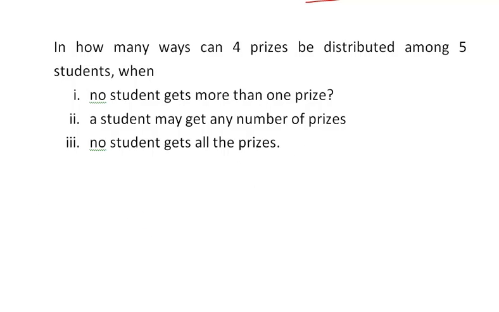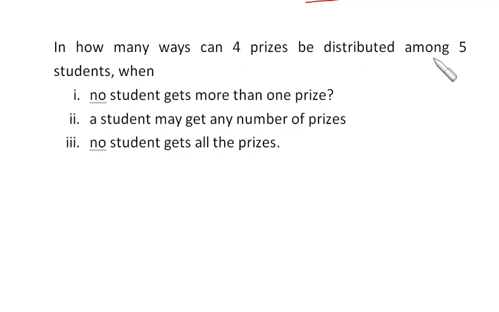Now let's change the flavor here. In how many ways can 4 prizes be distributed among 5 students when there are 3 conditions, right? And so we'll be getting a different answer for each condition, right? So let's take them one by one. Just listen to me carefully and try to concentrate. In how many ways can 4 prizes be distributed among 5 students when no student gets more than 1 prize? That means suppose the 4 prizes are A, B, C, D, whatever, right?